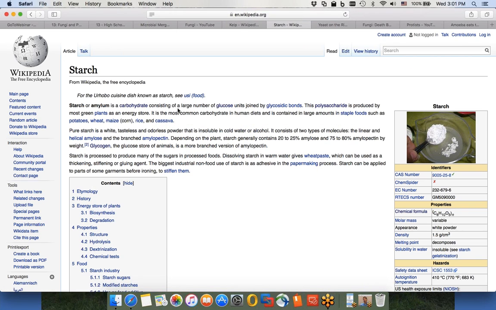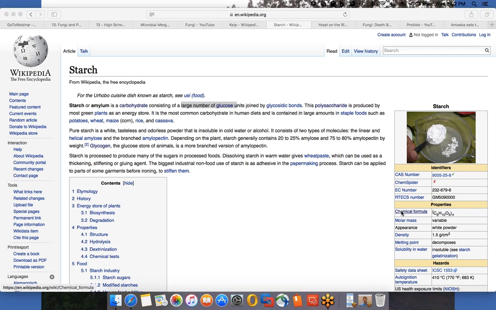Starch is a carbohydrate consisting of a large number of glucose units. And as we have seen when we were talking about cellular respiration and fermentation, glucose is the number one sugar of choice, glucose directly.